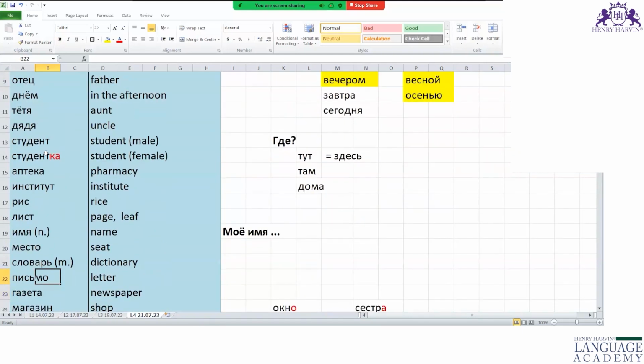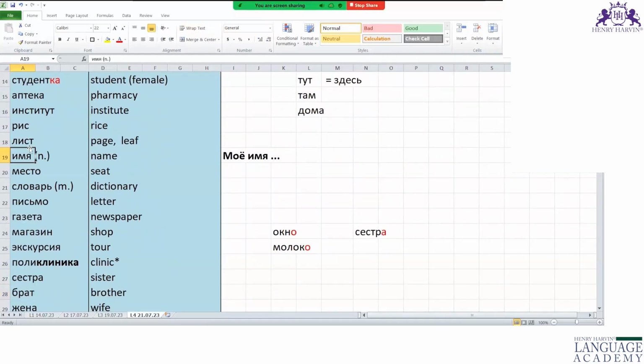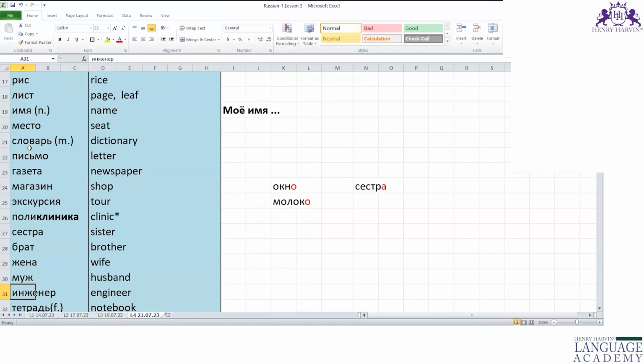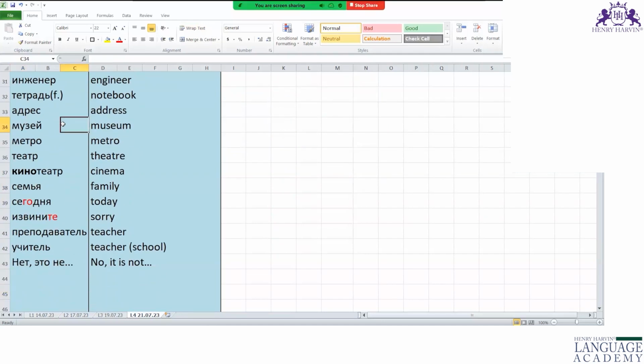Please read all the new words we had today, which we'll put in our vocabulary today. Остановка, карандаш, матч, отец, тетя, дядя, студент, студентка, аптека, институт, рис, лист, имя, место, словарь, письмо, газета, магазин, экскурсия, поликлиника, сестра, брат, жена, муж, инженер, тетрадь, адрес, музей, метро, театр, кинотеатр, семья, сегодня, извините, преподаватель, учитель, нет, это нет. Ага.